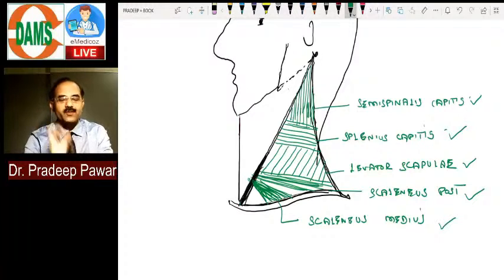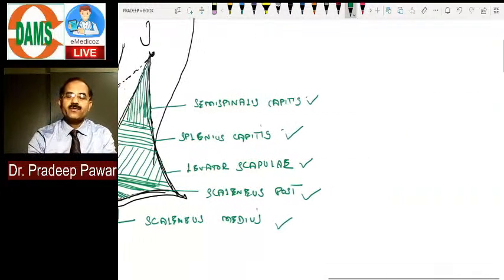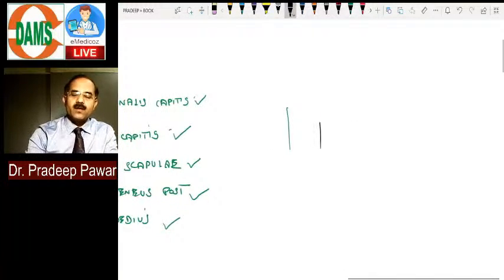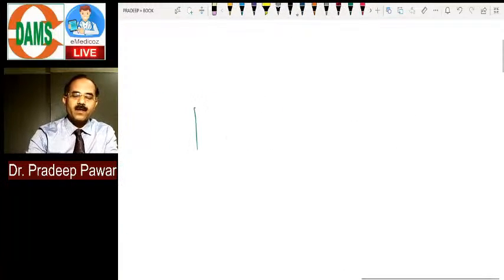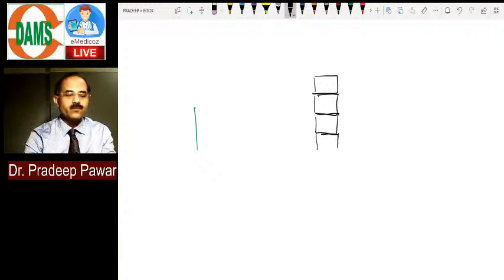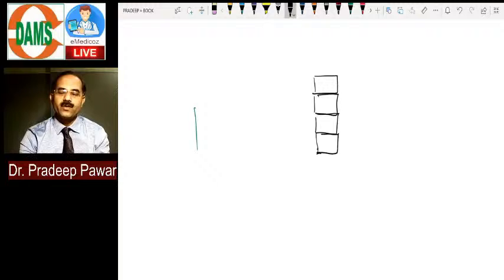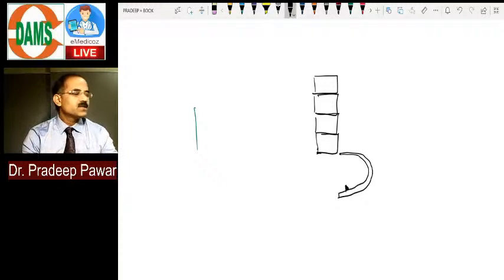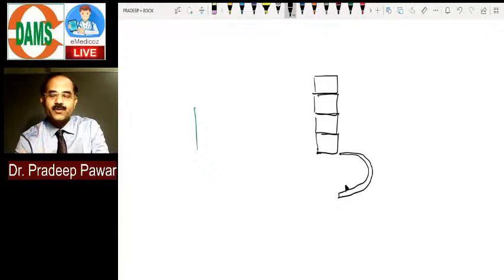Okay. Look, I'll just make a slide for you. Just one moment. See, your concept will be clear then. Now have a look at this. These are the cervical vertebrae. It's in the floor, not in the roof. This is the first rib. The first rib has got a small tubercle here. What is the name of that tubercle? Scalene tubercle.